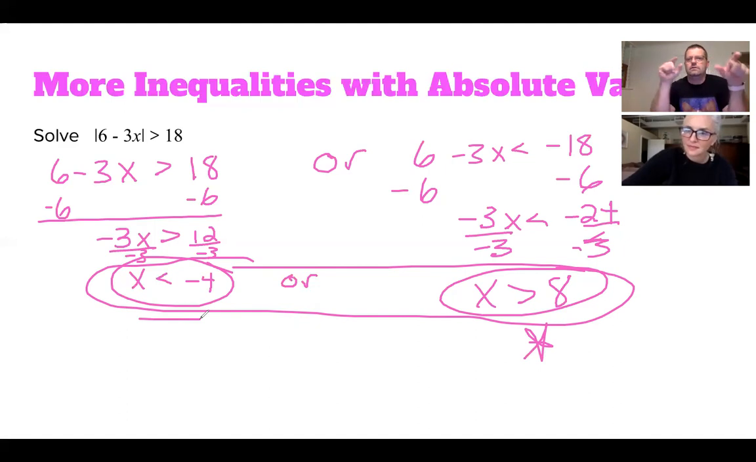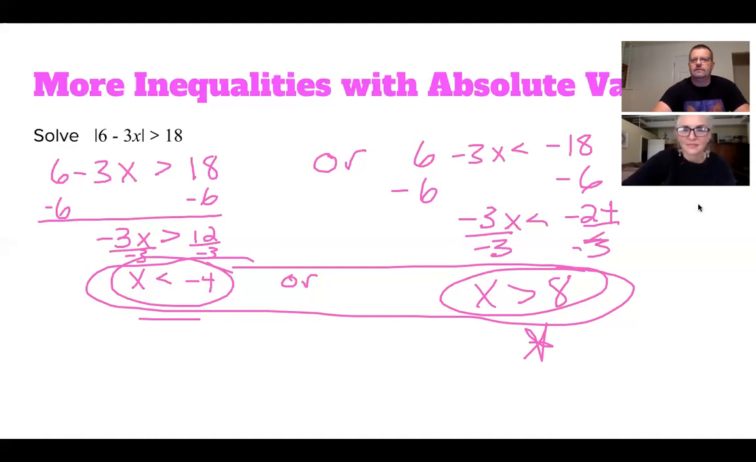Now and means both parts need to be solved simultaneously, while or means either one of these could be the case. So these two won't overlap. Or means it could be in this part or this part, either one. There are two different regions of solutions. We used two different words there, but we didn't talk about why.